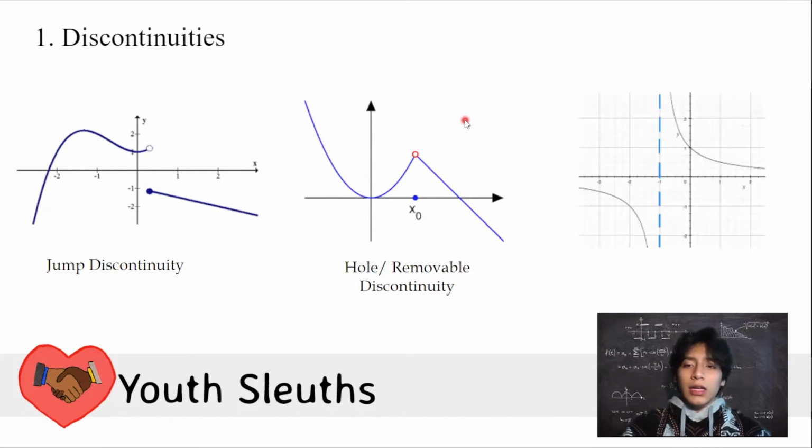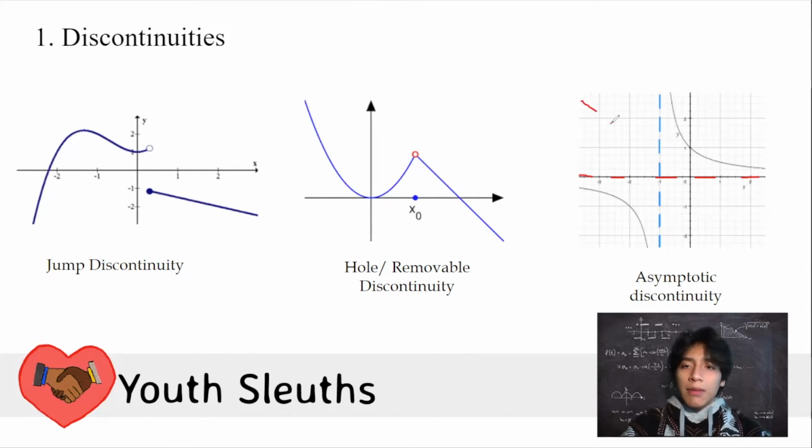Our last one is our asymptotic discontinuity. This is when we have an invisible line that the function can never cross but can approach. But there are two exceptions to this. With a horizontal asymptote, a function can cross once or twice, but the end behavior will never touch the asymptote.